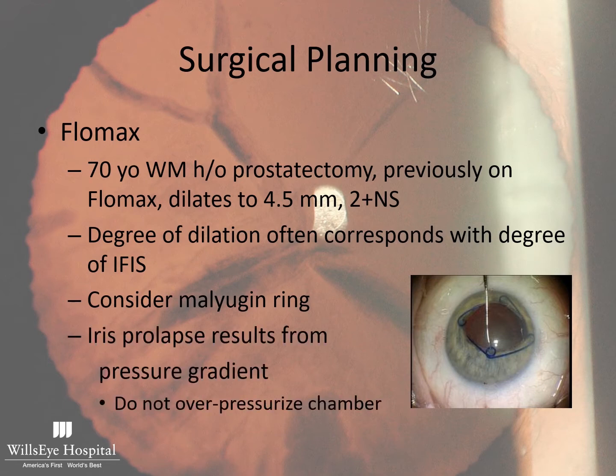Remember that iris prolapse results from a pressure gradient and reduced iris tone, so don't overpressurize the chamber. Times when you're going to overpressurize the chamber are when you're putting viscoelastic in, or hydrating the wound, or going in with the phaco tip. So you can adjust your fluidic settings, but in general, if you avoid overpressurizing the chamber, you're not going to have this iris that has floppy sphincter tone popping out through your wound.